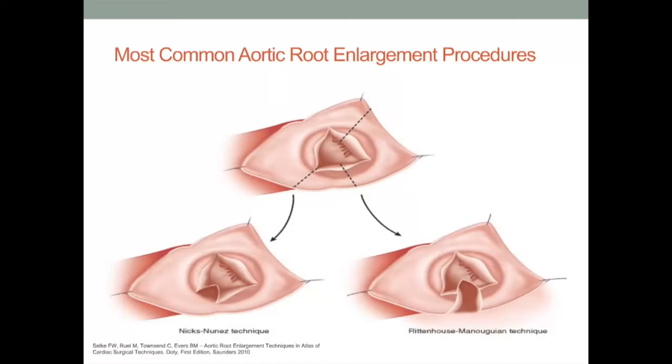Posterior enlargement of the aortic root is accomplished by either the Nix or Manougian techniques. The Nix method is a vertical incision through the commissure between the left coronary cusp and the non-coronary cusp, extending down into the interleaflet triangle. The Manougian method is a vertical incision through the mid-portion of the non-coronary sinus, through the aortic annulus and into the anterior leaflet of the mitral valve.